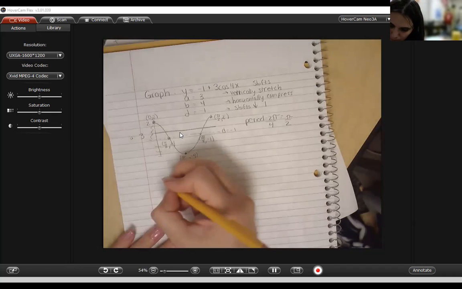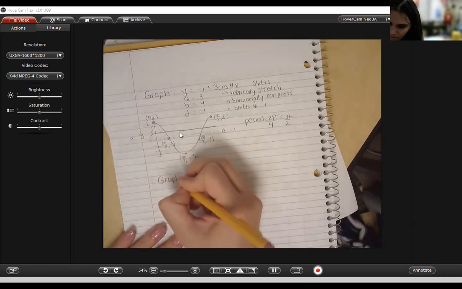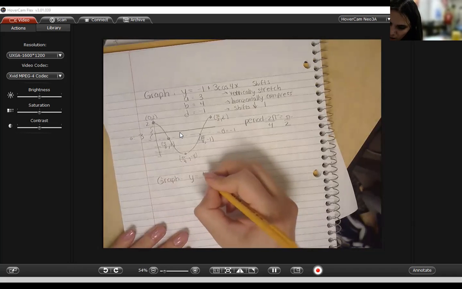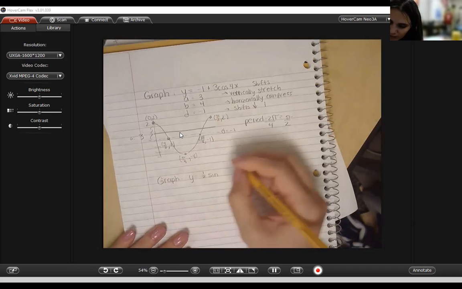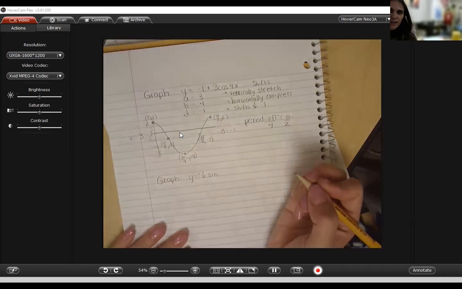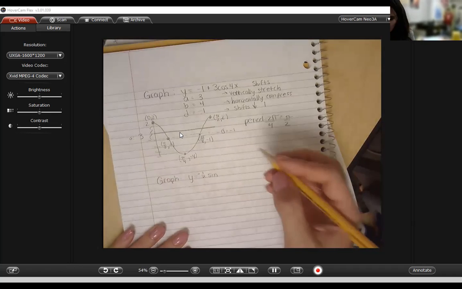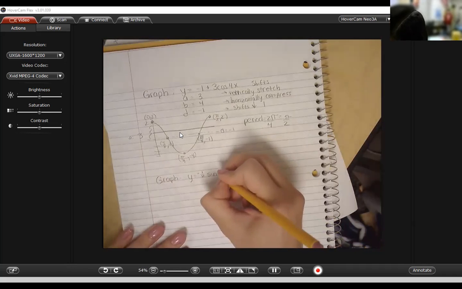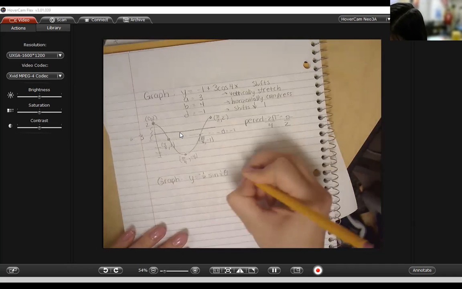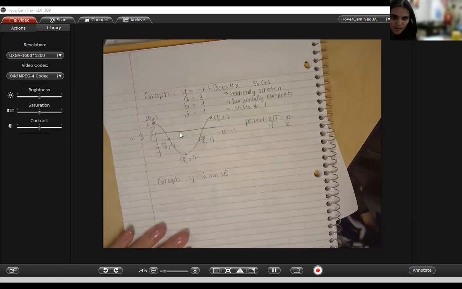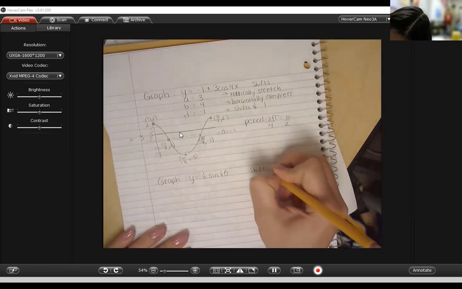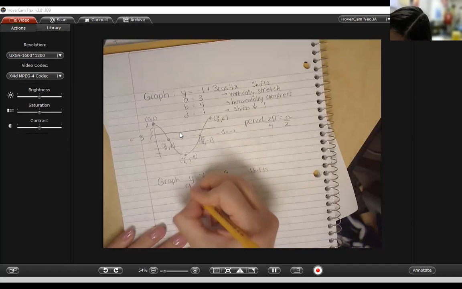Do a few more. I'll do y equals negative 1/2 sine of 1/4 x, or theta, and we'll do plus 0 this time. So we will label our points A, B, and D, and talk about what shift that's going to make.